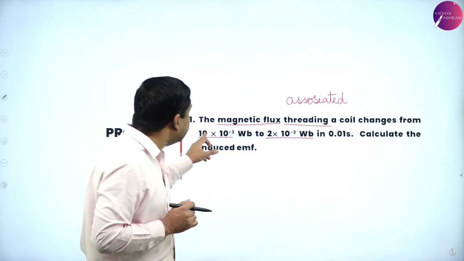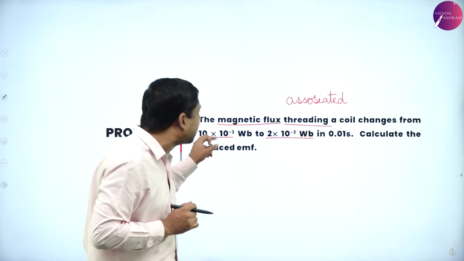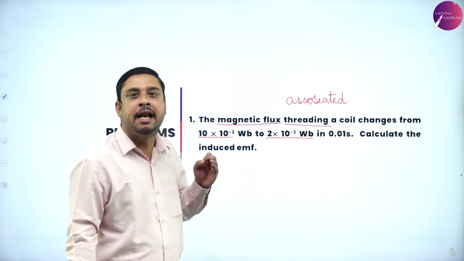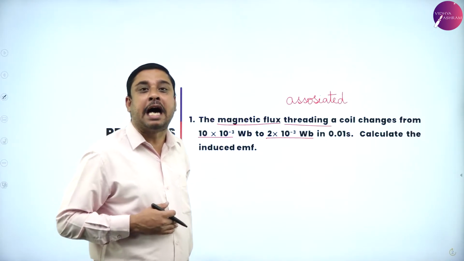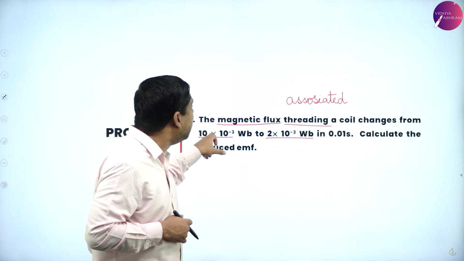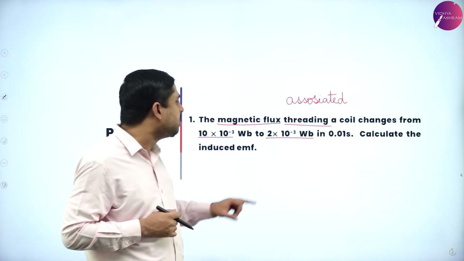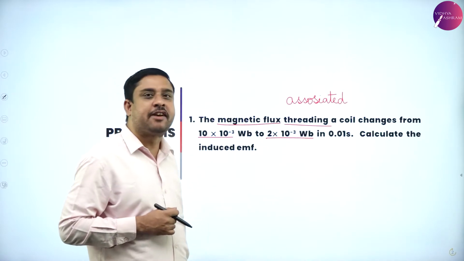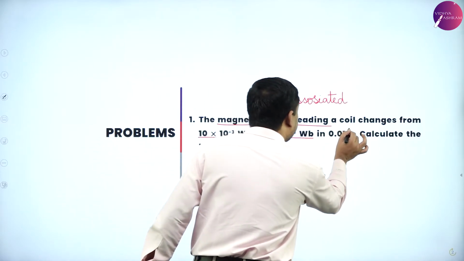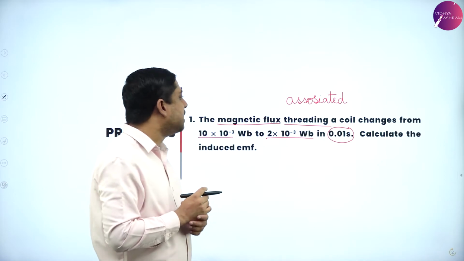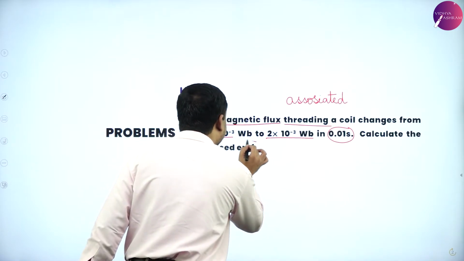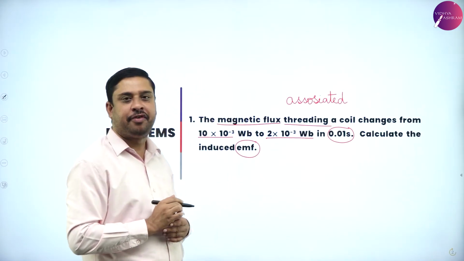So the initial magnetic flux linked with the coil is 10 milliweber, and the final magnetic flux is 2 milliweber in 0.01 seconds. I have to calculate the induced EMF.